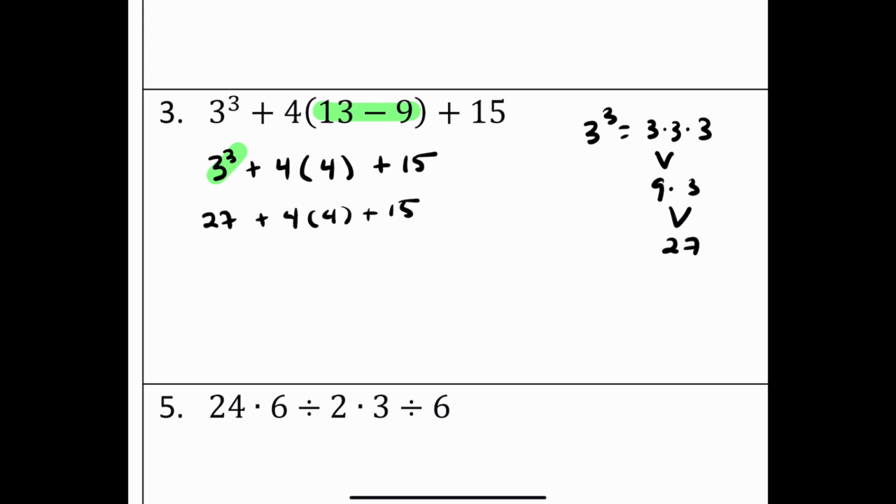Then we're going to go ahead and multiply, because that's the next step. So we have 27 plus 16 plus 15. Now, we're going to go ahead and do the addition. So we have 27 plus 16. That is 43 plus 15. And then I'm going to add these two numbers now, and we're going to get 58 as our answer.